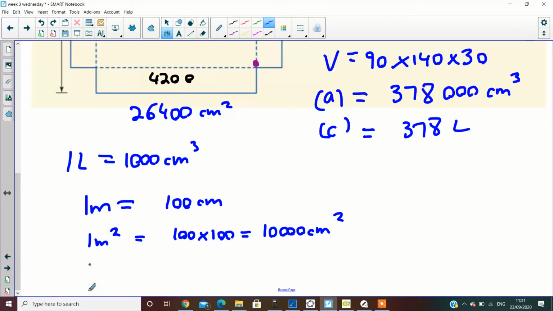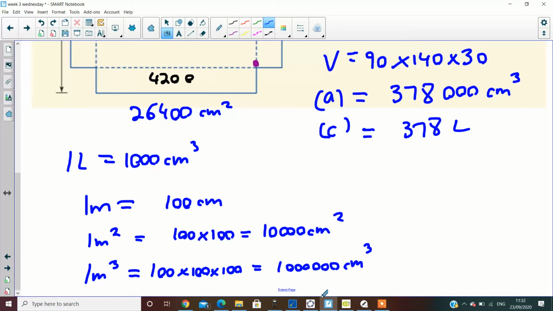Now, with 1 meter cubed, how many hundreds do we need this time? 3 of them. And what's 100 times 10,000? I think it's a mil. All right, guys. Now, a meter cubed is 1,000,000 centimeters cubed. You got that? So how do you convert centimeters cubed into meters cubed?